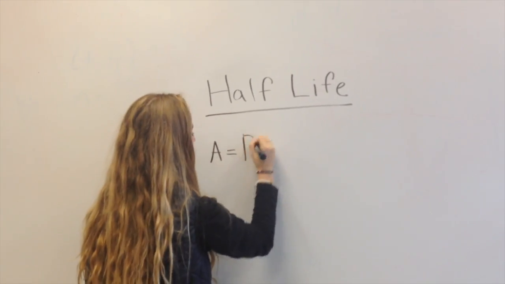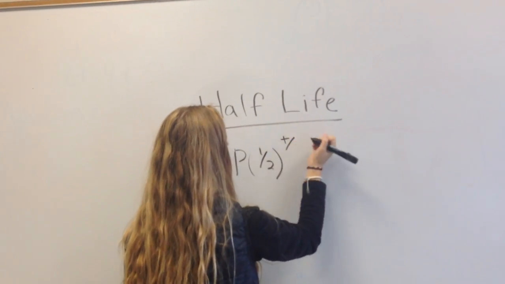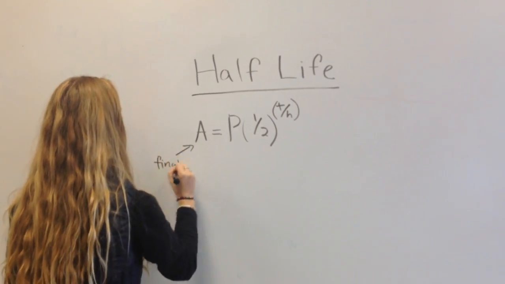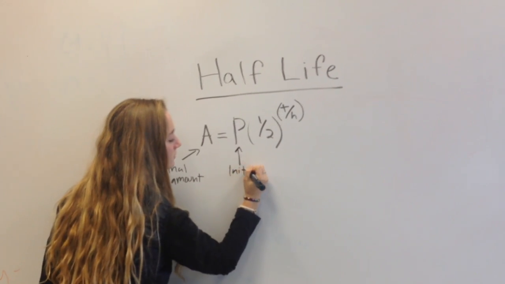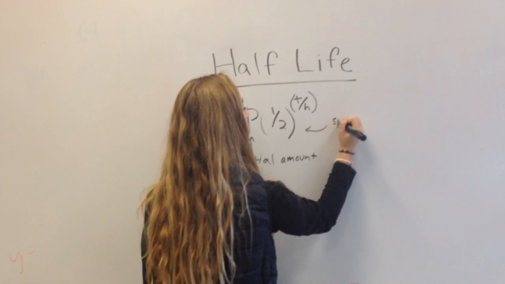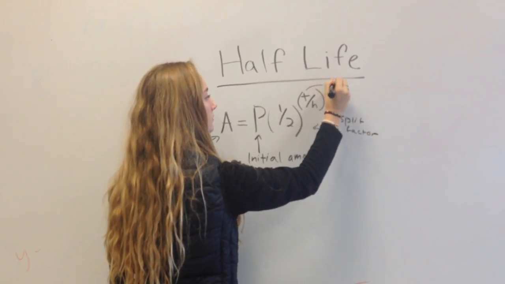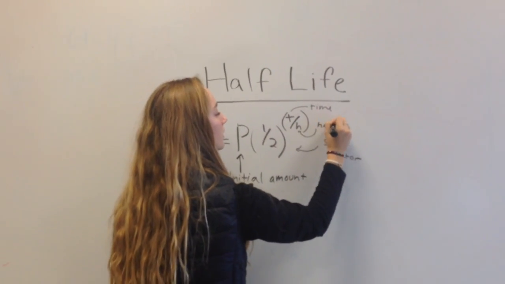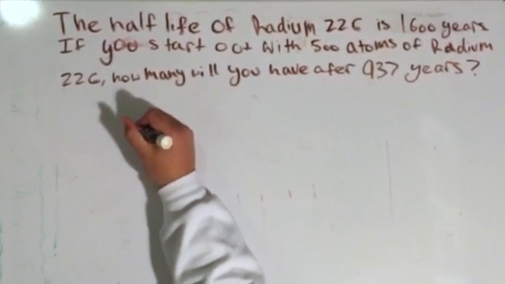So how do we find the half-life of an isotope? We use the equation A equals P times (1/2) to the T over H, where A stands for the final amount, P stands for the initial amount, 1/2 is the split factor, T is the time, and H is the half-life.